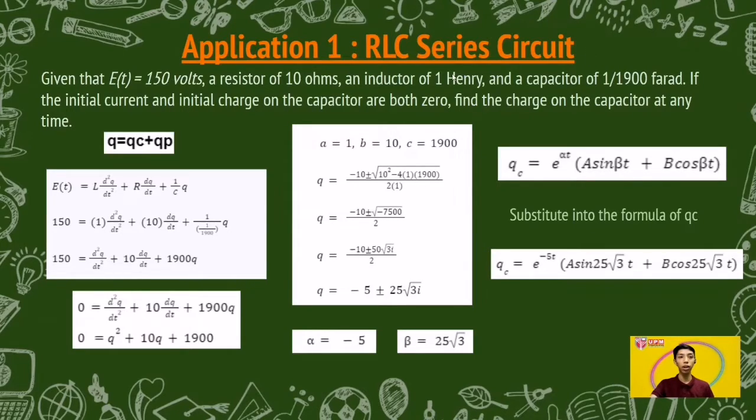I'm going to explain the example 1 of application of the RLC series circuit. Based on the question, we have E(t) equal to 150 volts, a resistor of 10 ohms, an inductor of 1 henry, and a capacitor of 1 over 1900 farad.